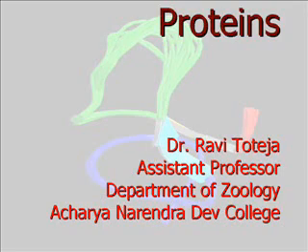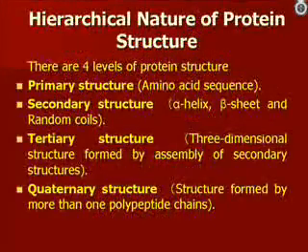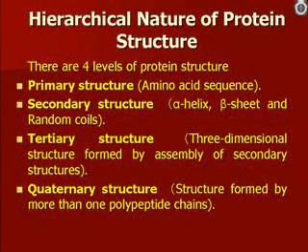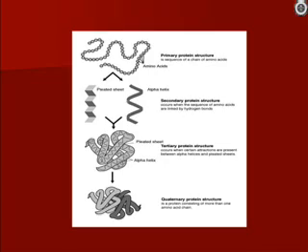Good day students. I will be talking about the proteins. By now you are familiar with the proteins and what they are made up of. I will be talking about the various conformations of the proteins, or the hierarchy in the protein structures. There are 4 levels of protein structure: primary, secondary, tertiary and quaternary.